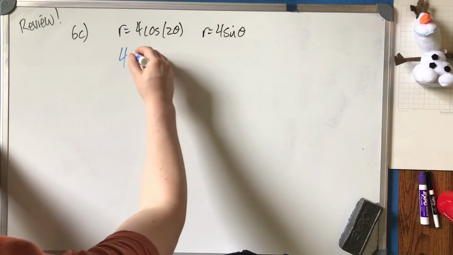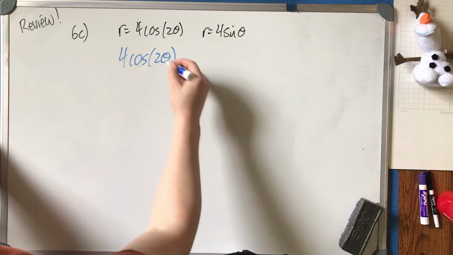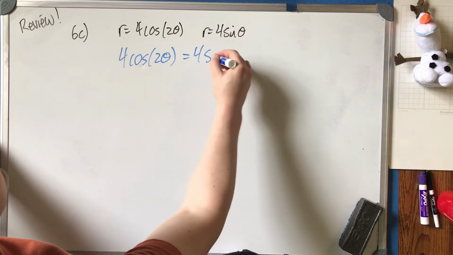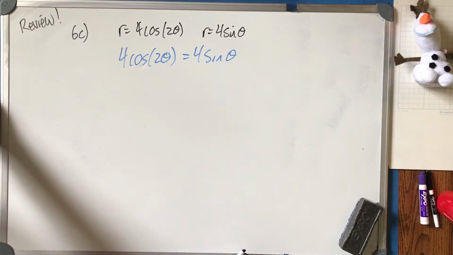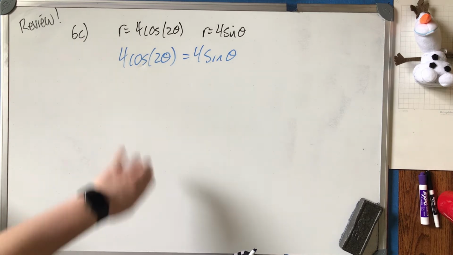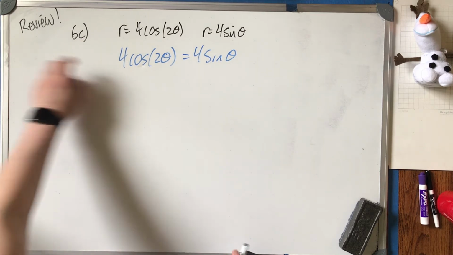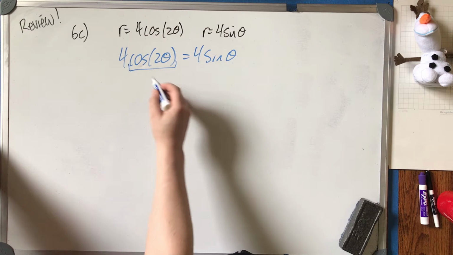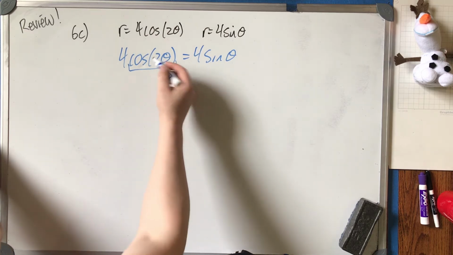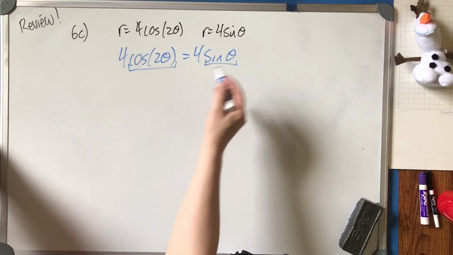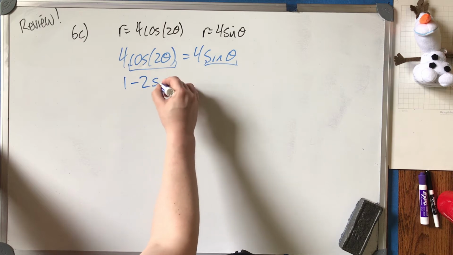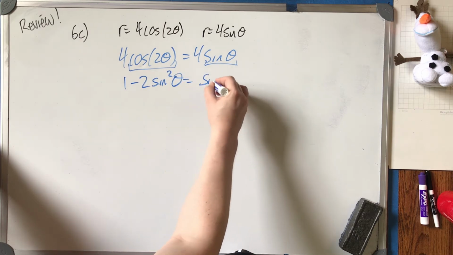For 6c, just start off the same way, setting them equal to each other. I've got 4 cosine 2 theta equals 4 sine theta. I'm going to just get rid of the 4's altogether and use my identity sheet to replace this cosine 2 theta. There are 3 different ones I could use. I'm going to pick the one that has all sines because I already have sines. So I have 1 minus 2 sine squared theta equals sine theta.